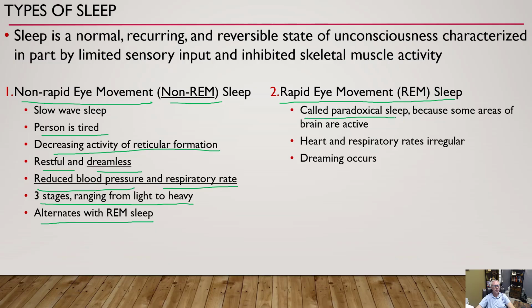Rapid eye movement sleep is called paradoxical sleep because some of our brain is active. This is where dreams and nightmares occur. Our heart rate is irregular. Our respiratory rate and our blood pressure are irregular because we are dreaming. If we're having a nightmare, our blood pressure and heart rate would increase. Our respiratory rate would increase.